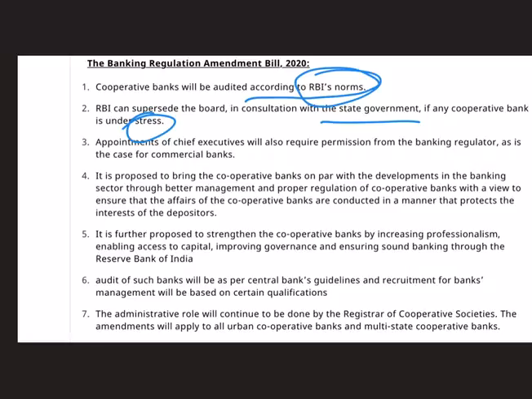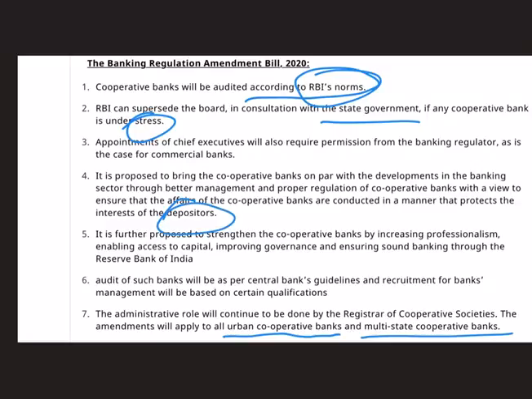And more importantly, please note here that the provisions of this bill shall be applicable only to urban cooperative banks and multi-state cooperative banks. So the ambit of this bill is very important here. So what is the significance or what are the implications of this bill? This bill will bring the cooperative banks on par with the developments in the banking sector through better management and proper regulation of cooperative banks with a view to ensure that the affairs of the cooperative banks are conducted in a manner that protects the interests of the depositors.